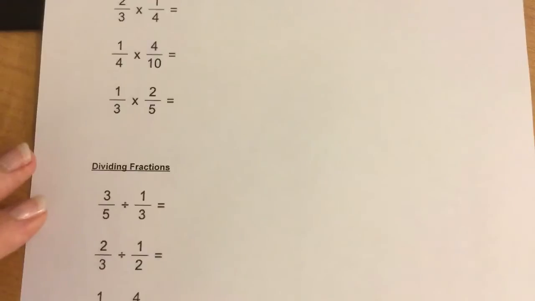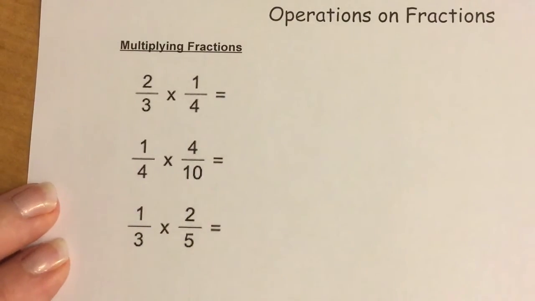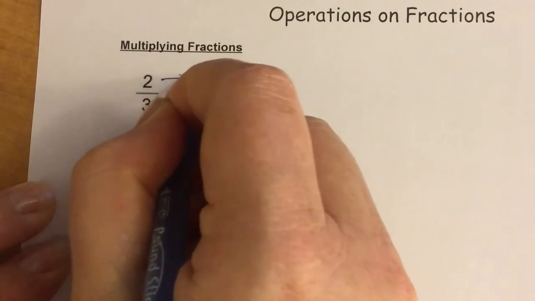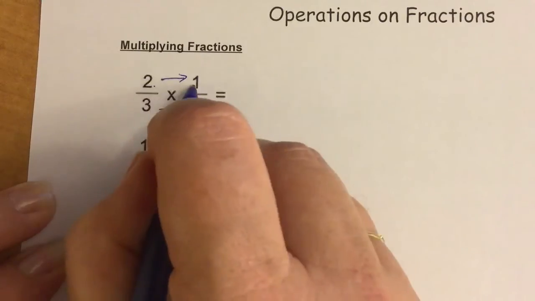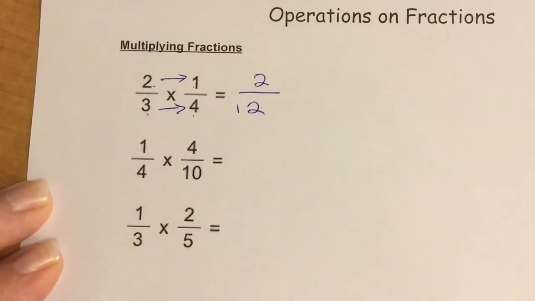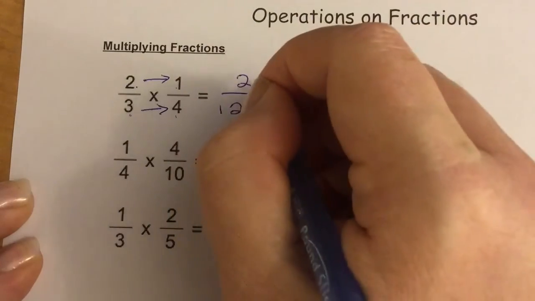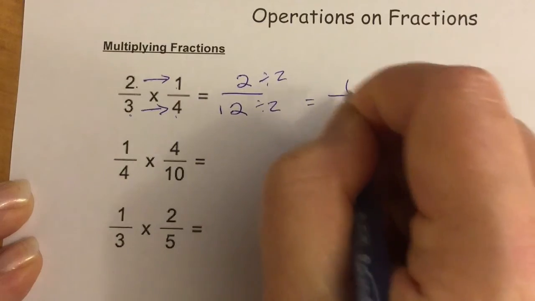And what's nice is multiplying and dividing is actually easier. So when it comes to multiplying fractions, the only rule you need to know is to multiply straight across, and this time you do both top and bottom. So 2 times 1 is 2, 3 times 4 is 12. Now you're done, except that you can reduce this. So you can divide top and bottom by 2, which would be 1/6.